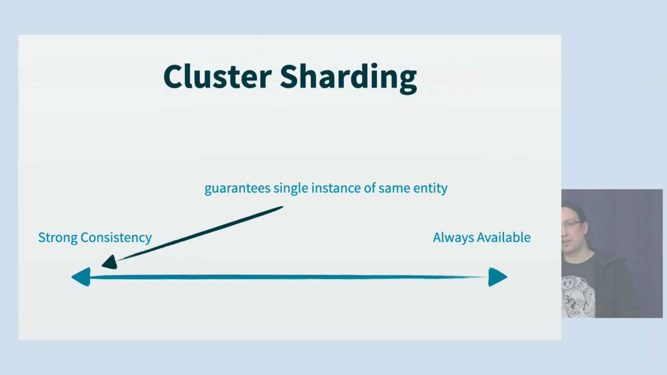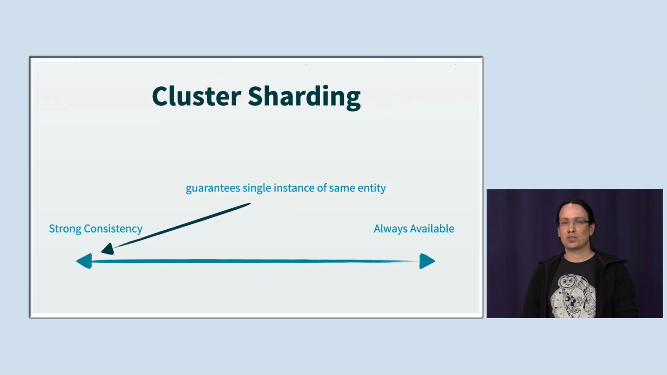So this one is sort of strongly consistent. It guarantees that there is only one at a time of a specific entity. So if there is a partition and unreachable nodes, it cannot start new shards. It cannot rebalance. But those actors that were already alive can be interacted with. But I still decided to put the arrow closer to strong consistency than always available. But it's not quite the truth.